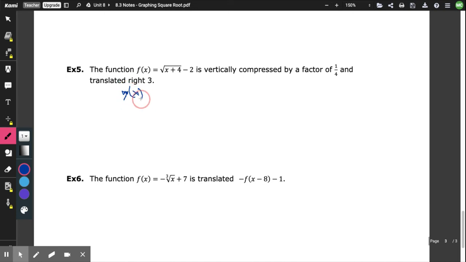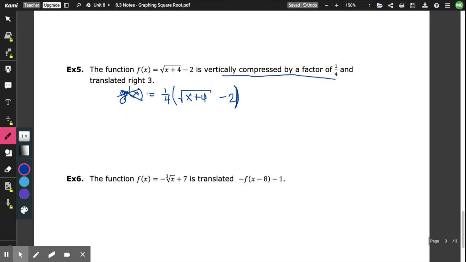I'm getting some lag on my pen there. There we go. Okay, so that means I have to multiply the original f of x by 1/4. Now my original f of x had more to it than just a square root. So I need to make sure that that 1/4 applies to the entire function. So this is just going to be this first transformation here, just vertically compressing by a factor of 1/4.